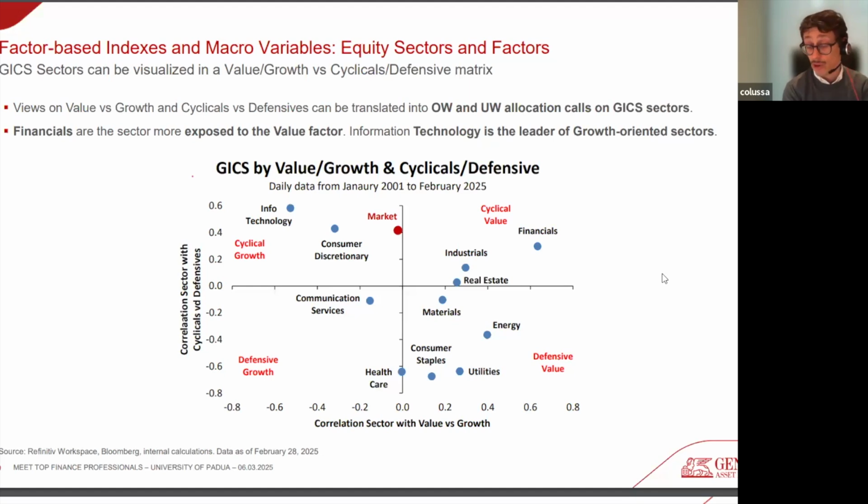So there are 4 levels for GICS. Level 1 is basically 11 sectors that are shown here in this chart. For each sector here, I computed this for the MSCI World, actually. I computed the average correlation of the excess return of each sector compared to the market correlation with the value versus growth factors and cyclical versus defensive, which is basically high beta versus low beta.